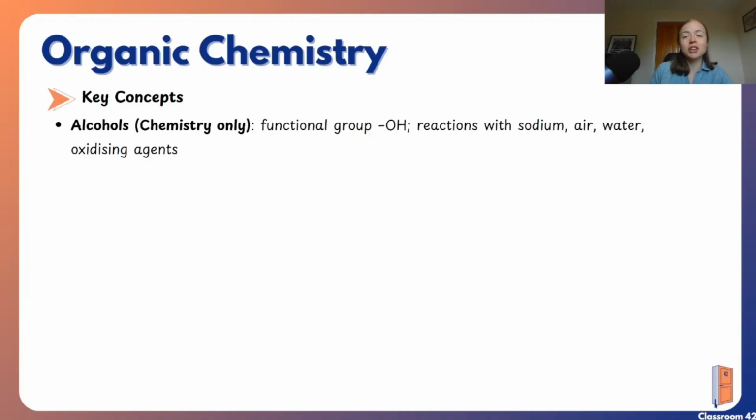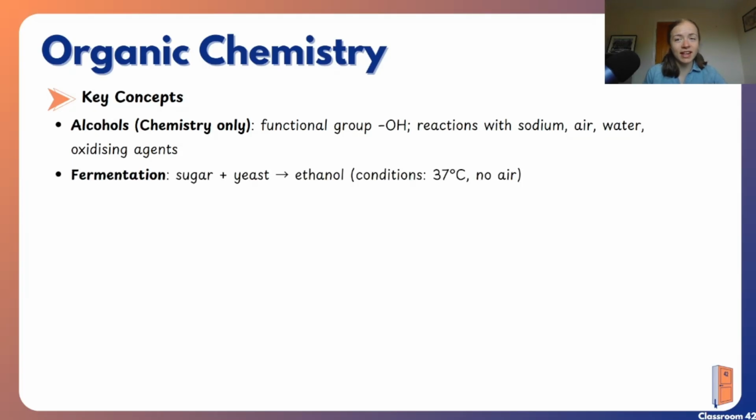But for chemistry students, we need to know that alcohols have a functional group of an OH, so that's how you recognise an alcohol, and you need to be able to recognise and appreciate the reactions with sodium, air, water, and oxidizing agents. And fermentation is one of the most common reactions that alcohol is produced from. You might see that in yeast, for example, where sugar with yeast make ethanol in their anaerobic respiration, and for that you need the conditions of about 37 degrees and no air because it's an anaerobic reaction.